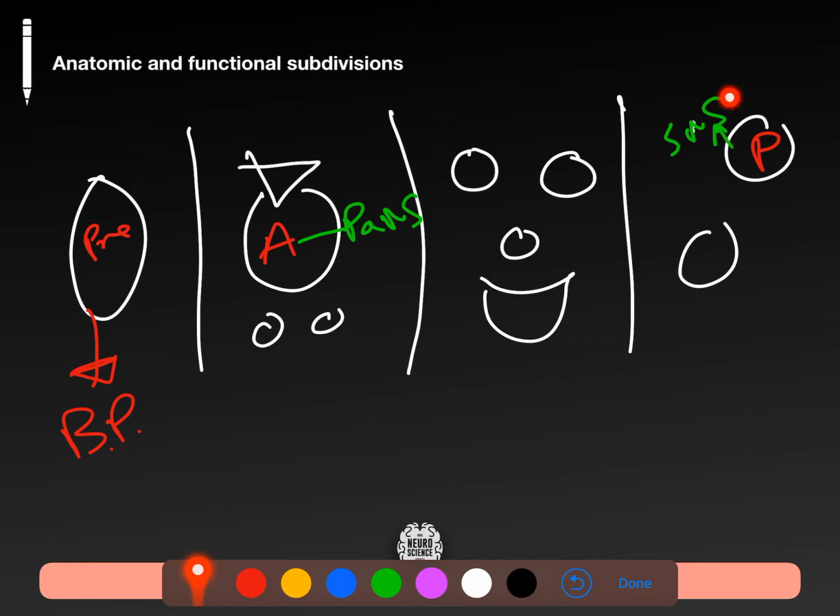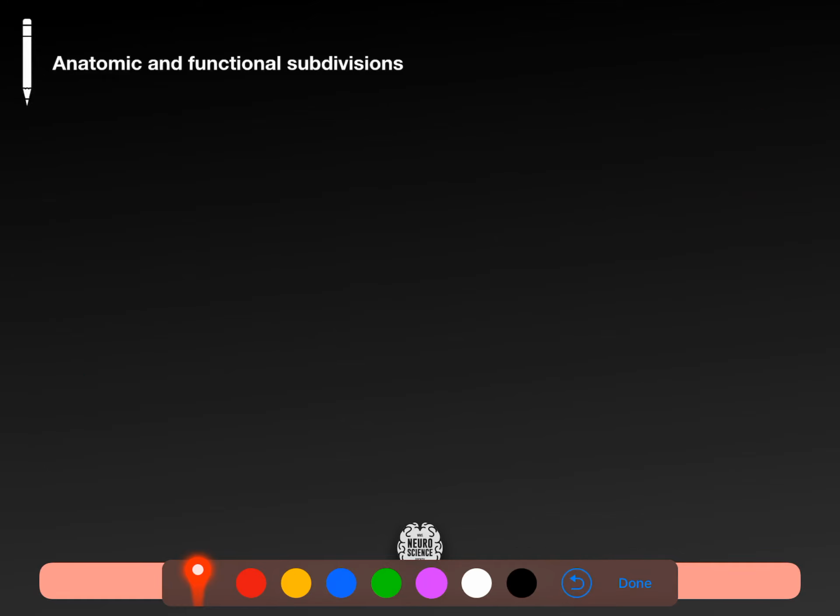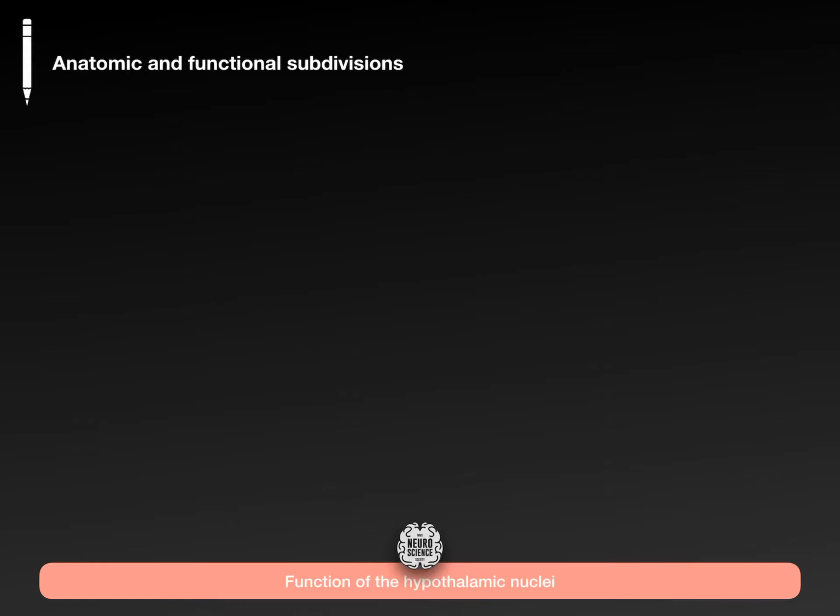The posterior region is sympathetic. It does a few other things, but sympathetic is the main thing. And then memory there. And so that is the functions of the hypothalamic nuclei.